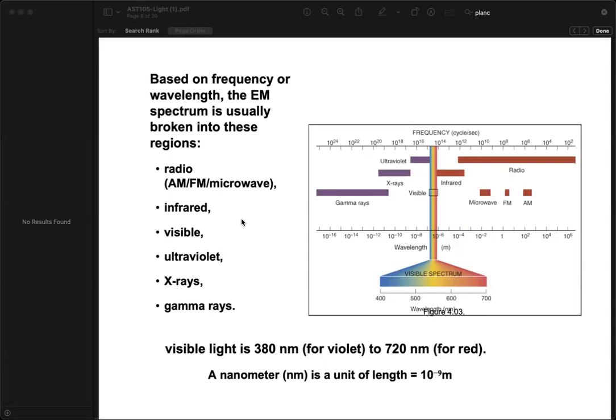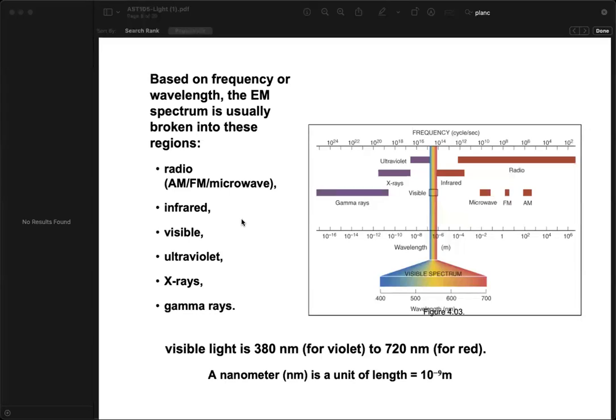You will see that there are 2 scales written here, one on the top, one on the bottom. The one on the top is the frequency, and the one on the bottom is the wavelength. As we go from gamma rays towards the radio waves, both the frequency and the wavelength change. On the left end of the gamma rays, the frequency is the highest and the wavelength is the smallest. The frequency and wavelength are inversely related. When one is high, the other is low, and vice versa. So for gamma rays, the frequency is very high, the wavelength is very low.